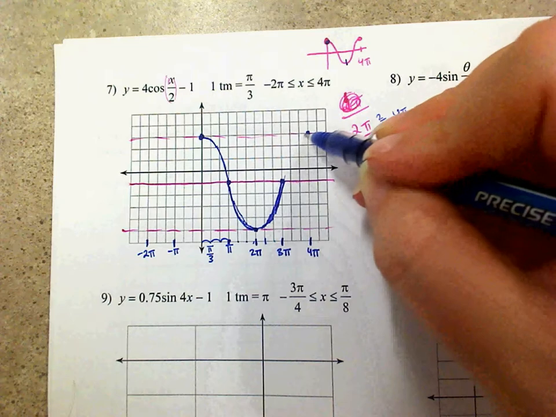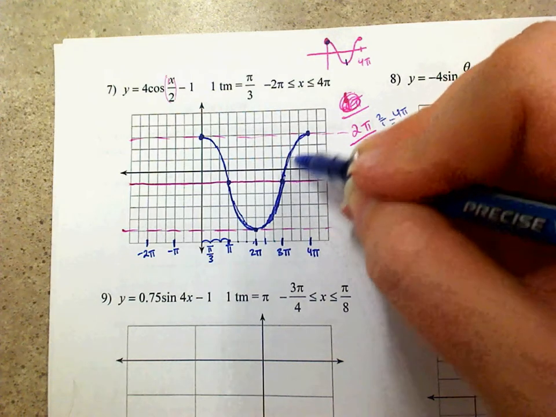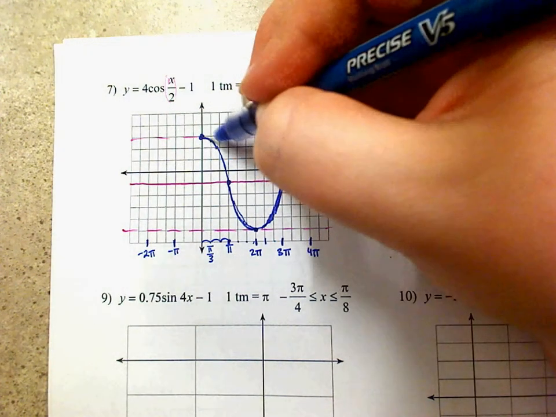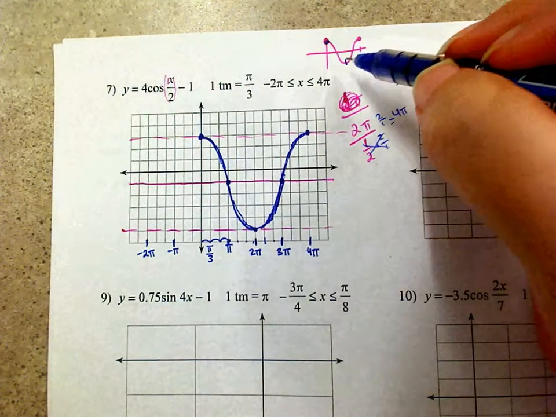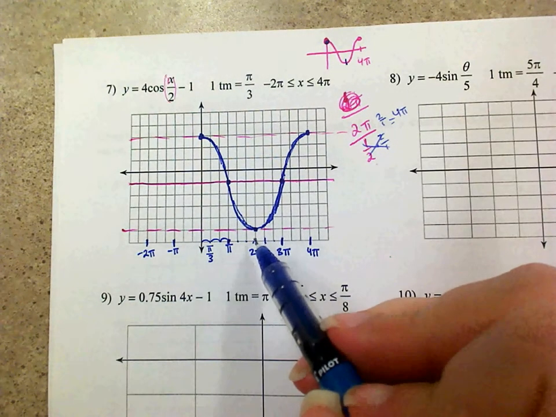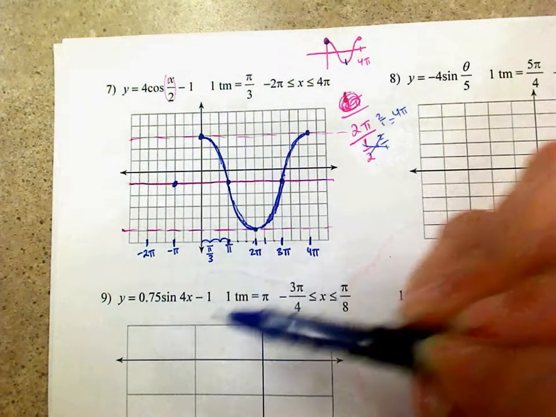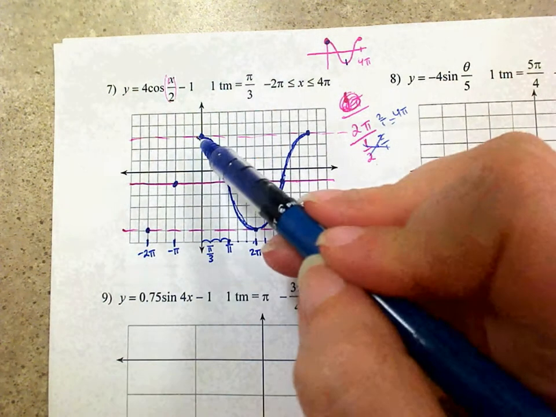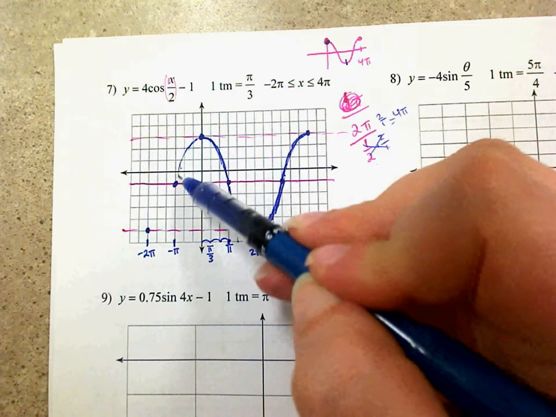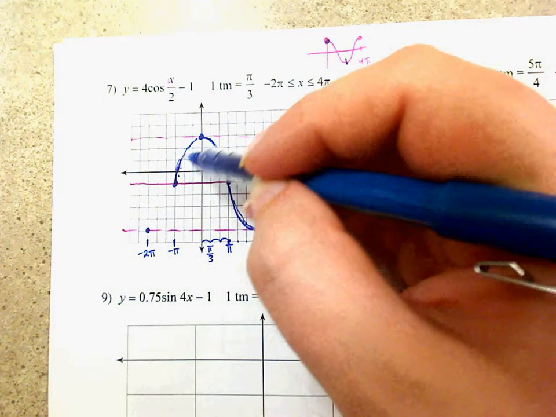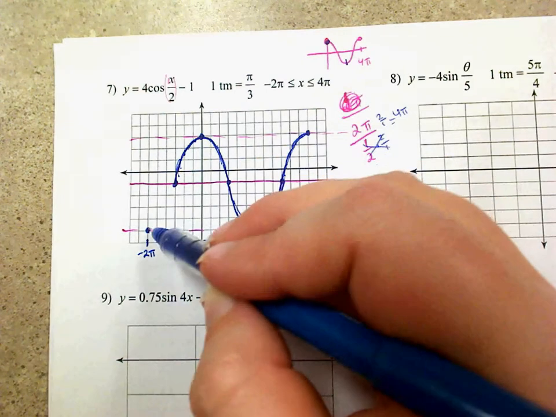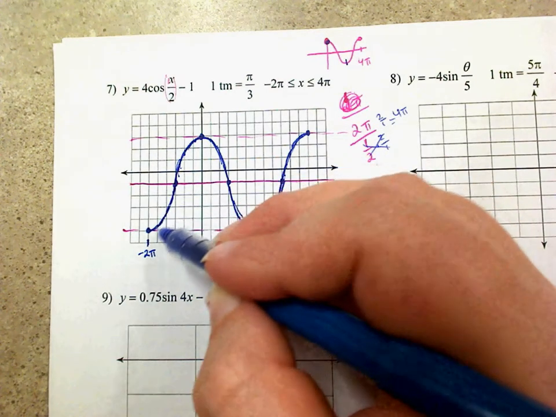And then we're just going to continue the wave until I get to negative 2 pi. Now, positive 2 pi is half of a wave, so then negative 2 pi is just going to be the other half of the wave. So I need to midline at negative pi and minimum at negative 2 pi. Okay, and there's your function.